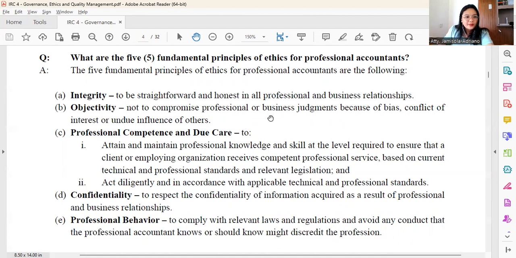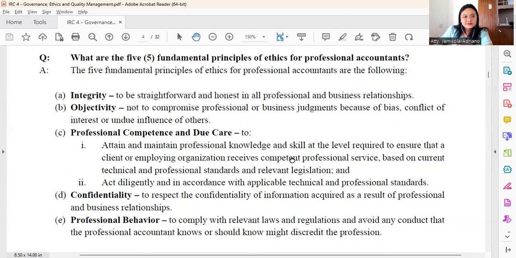Objectivity means not to compromise professional or business judgments because of bias, conflict of interest, or undue influence of others. Meaning, you should decide on something because this is the right thing to do, not just because this person is your friend, this person is a family. So you should be objective in making decisions. You should be objective. You should follow what is right. Do not let your judgment be tampered with bias, with conflict of interest, or influence of other people.